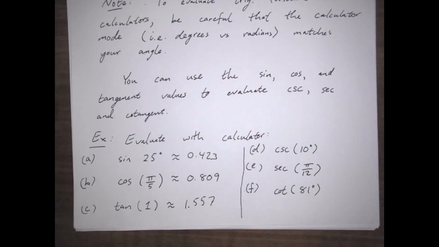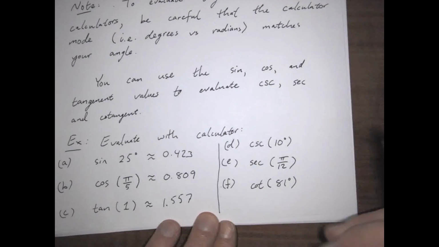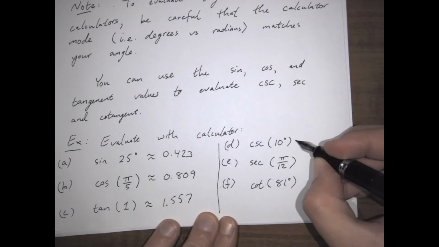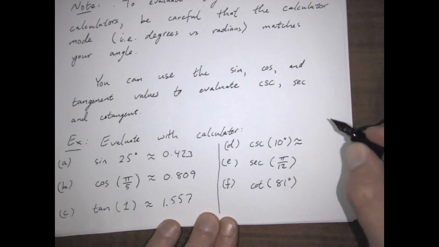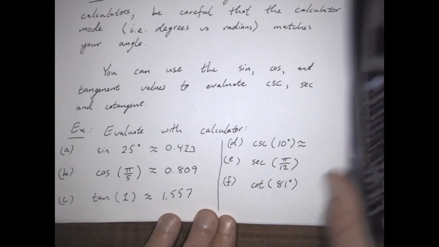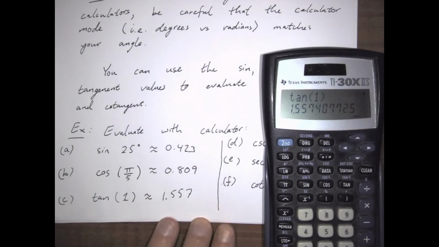In the questions that you'll have in your homework, it will tell you how it wants you to round it, so what precision. Okay, cosecant of 10 degrees. You can look all over this calculator and you're not going to find a cosecant button. However, it does have a sine button. Don't be fooled, by the way. This is not cosecant, even though it looks like it might be.